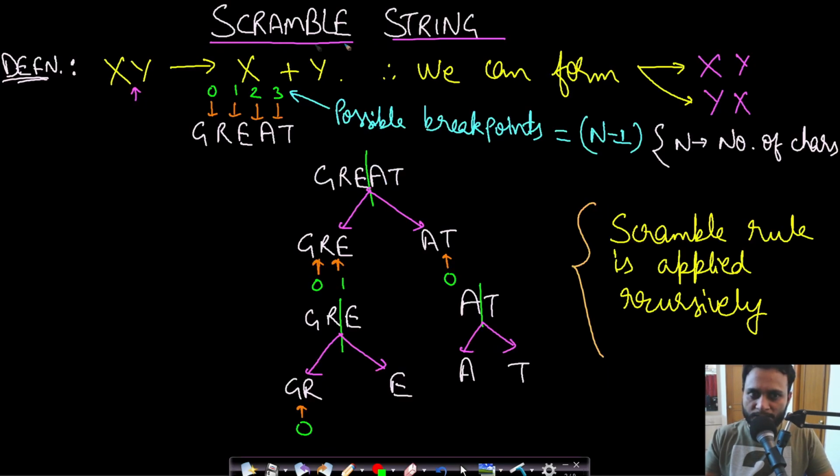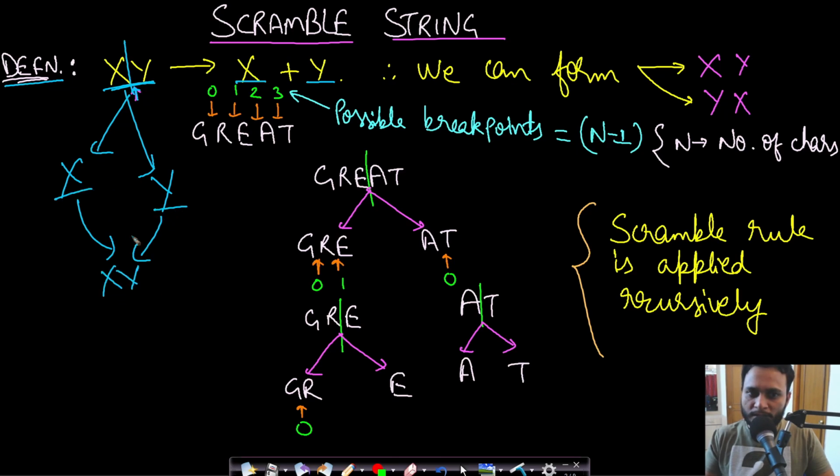What is a scrambled string? The definition is if we are given a string xy, then we can split the string xy in between and then we will be getting x and y. Now if we divide it in between, then we will get x as well as we will get y, and now we can merge it in any order. If we merge it like x will come first and then y, then we will form xy. Otherwise, if we merge saying that y will come first, then the string will be yx.